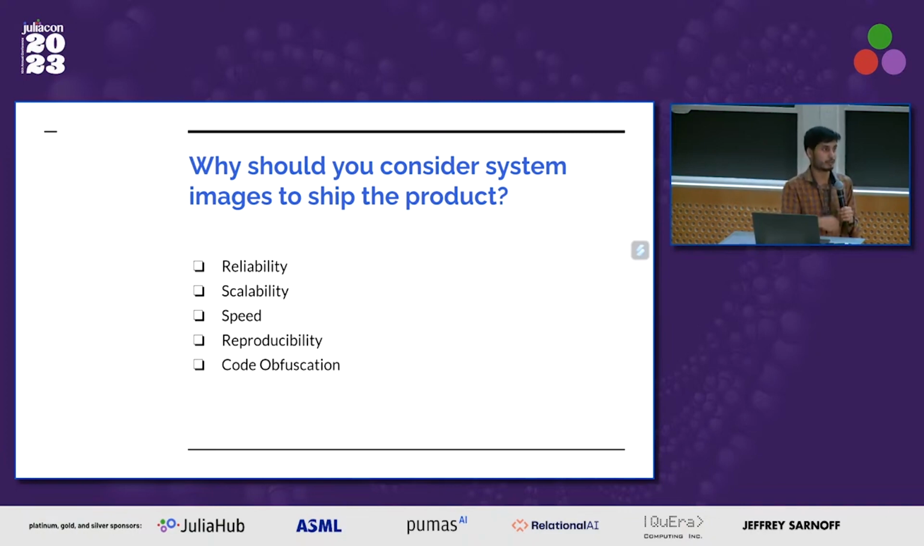And if there is an error or if the same feature is being worked on, everybody has the same set of features. So it is highly reproducible. And then if there are private packages, even code obfuscation can happen because you don't have to ship the source code, but that is pre-baked into the system image.